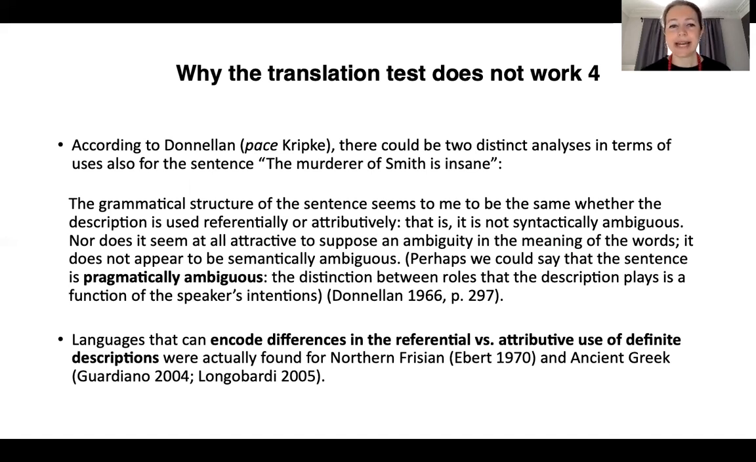Perhaps we could say that the sentence is pragmatically ambiguous. The distinction between roles that the description plays is a function of the speaker's intentions. So languages that can encode differences in the referential versus attributive use of definite descriptions were actually found, for instance, in Northern Frisian or in ancient Greek, presenting different alternative translations for the article the in English.